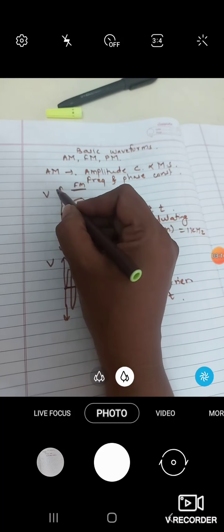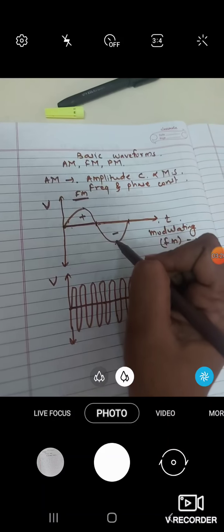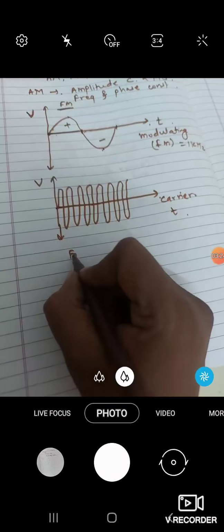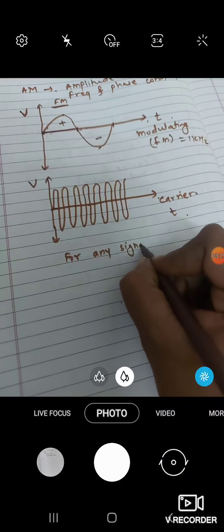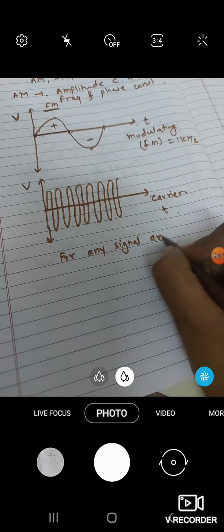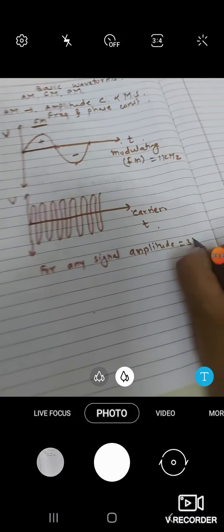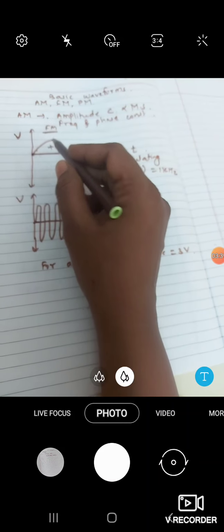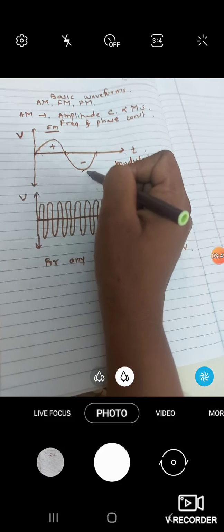Again on the y-axis, voltage, whatever is there. Now another concept related to voltage you have to understand. When we say for any signal that its amplitude is 3 volt, suppose I am saying that the amplitude of the signal is 3 volt, what is its meaning? For the positive half cycle it is plus 3 volt, and for the negative half cycle it is minus 3 volt.